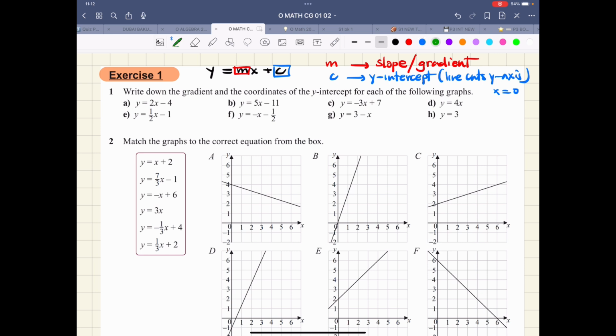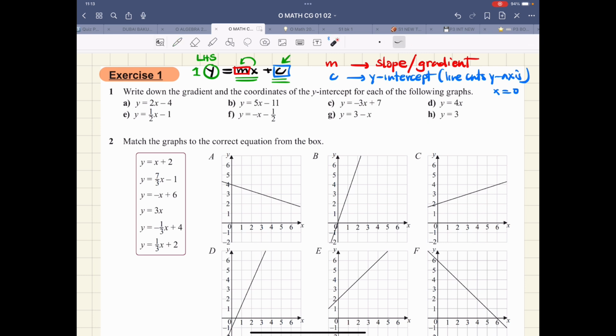Now it's necessary that y should be all alone and the coefficient of y should be 1 on the left hand side. The x term should be on the other side, and the constant should be on the other side. The coefficient of x is the gradient and the constant all alone is the y-intercept.